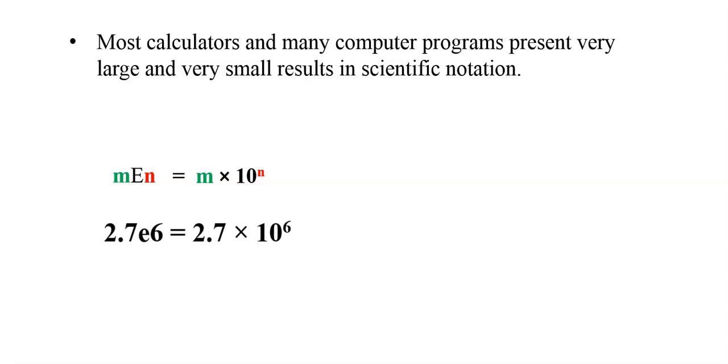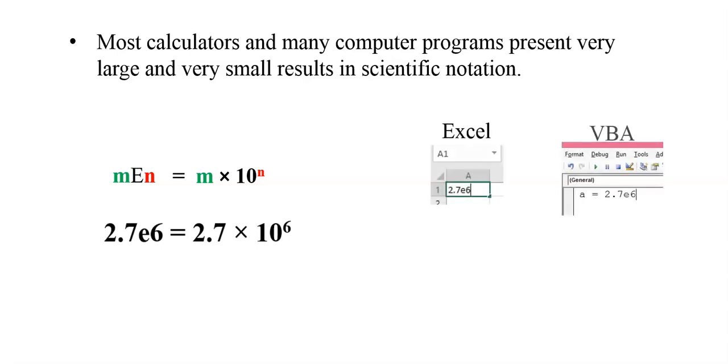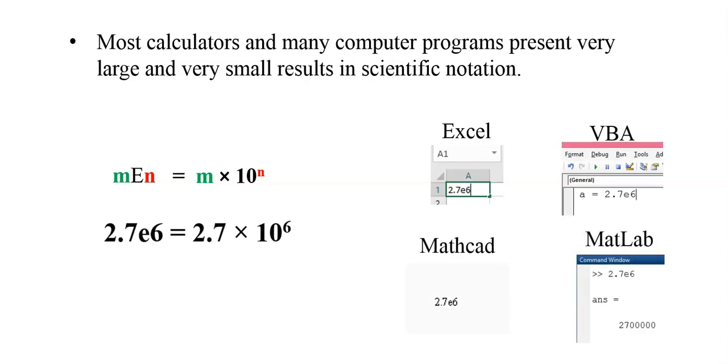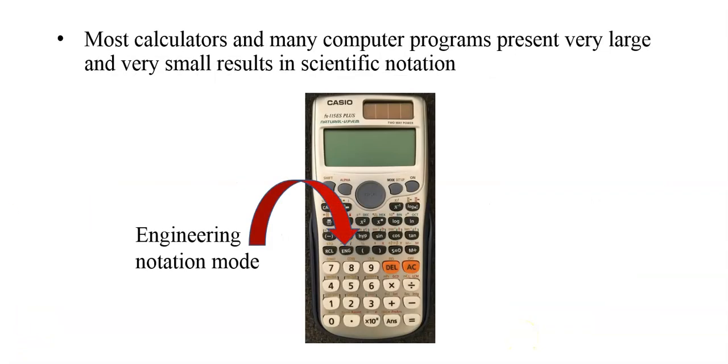As I said, many computer programs like Excel, Visual Basic, MathCAD, and MATLAB also use scientific notation to show very large or very small values. You can also locate this engineering notation mode key on your engineering calculator. If you press this key, it will convert the result on your screen to the scientific notation. As I said, the only difference between scientific and engineering notation is that for engineering notation, the significand doesn't have to be a number between 1 and 10.